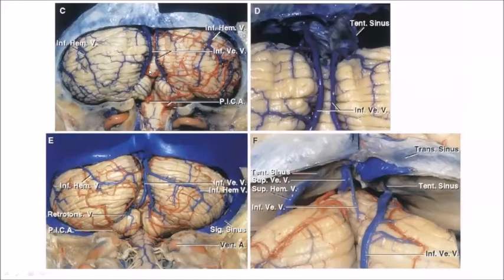This is a dissection of the suboccipital surface in which we can observe the inferior vermian vein from both sides going towards the tentorial surface. This is an enlarged view of the same dissection in which the inferior vermian vein from both sides can be observed.